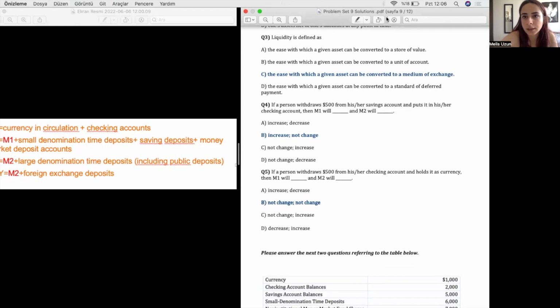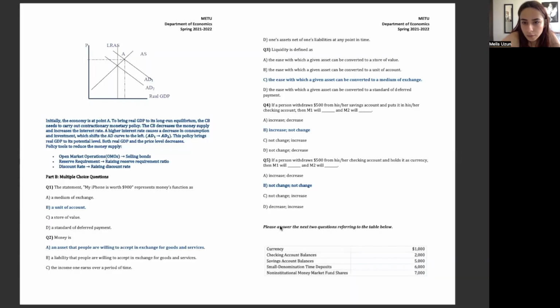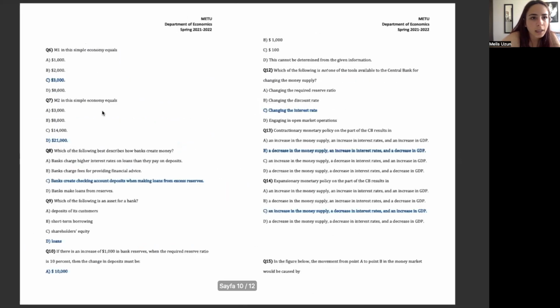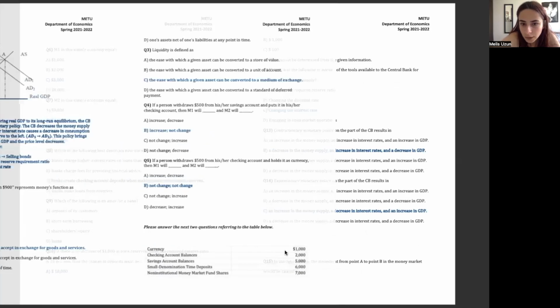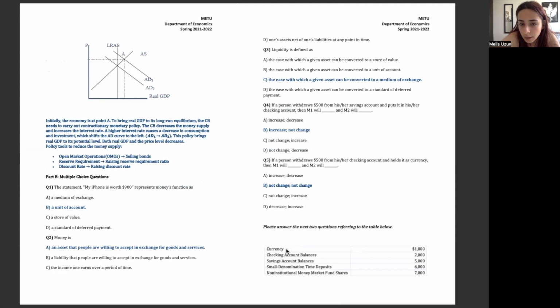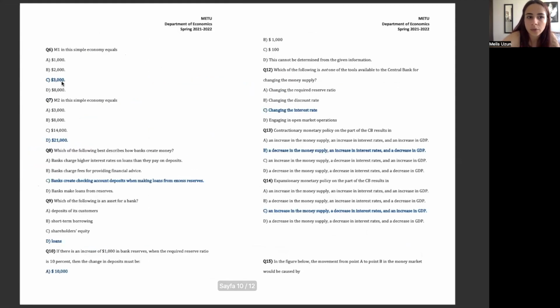So let's continue. Please answer the next two questions referring to the table below. It gives us information of these balances. And M1 in this economy equals, so let's look, M1 is equal to currency and checking account balances. So 1,000 plus 2,000 equals 3,000.